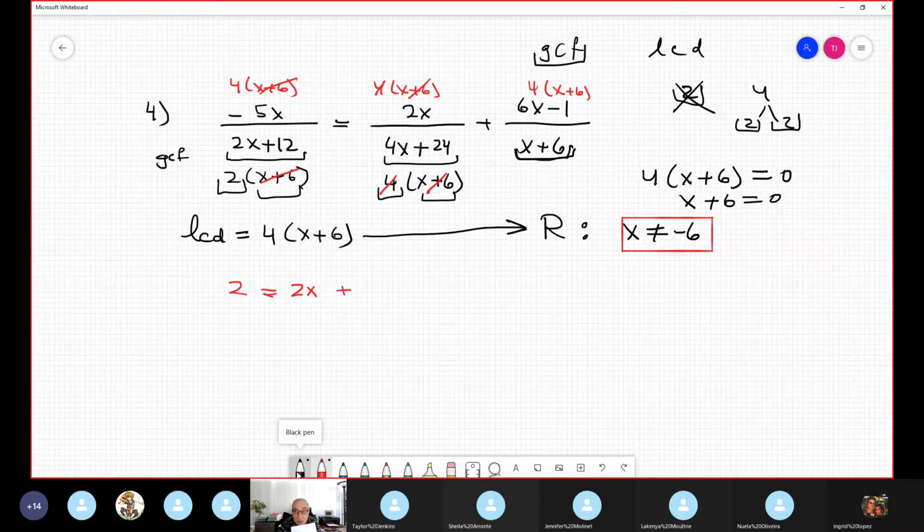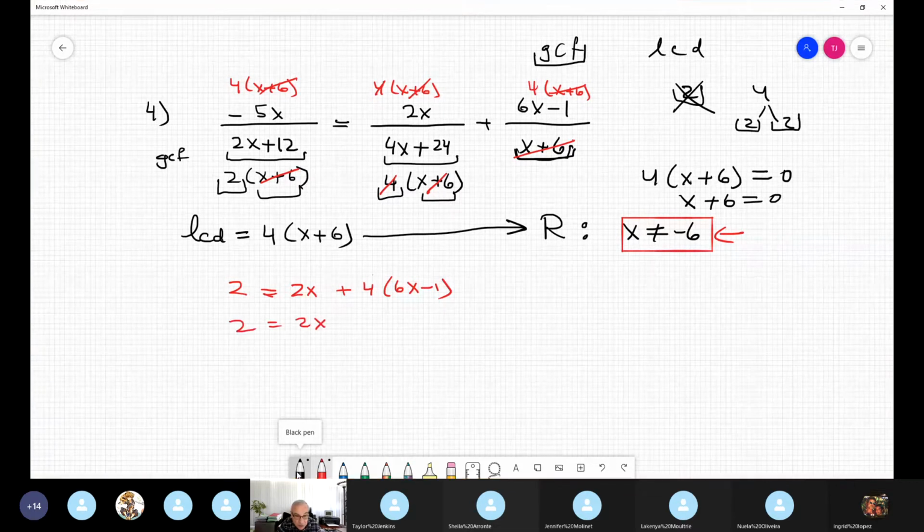x plus 6 and x plus 6 cancel, stay alive 4 parenthesis 6x minus 1. This is my new equation. Okay, I suppose that it is equivalent to the original under that consideration. Everyone follow me? Sure? Yes. Let's continue. 2 is equal to 2x. Remove the parentheses.